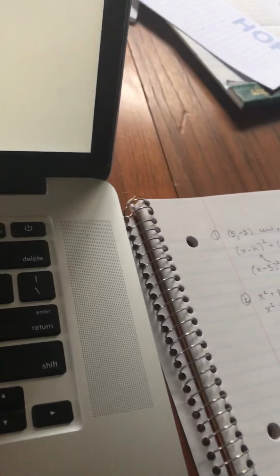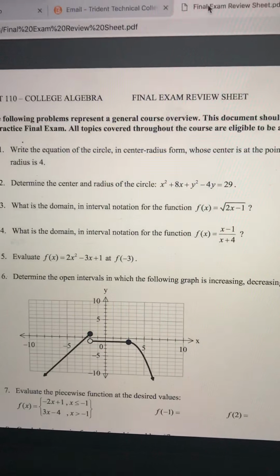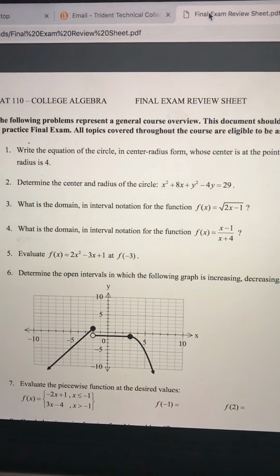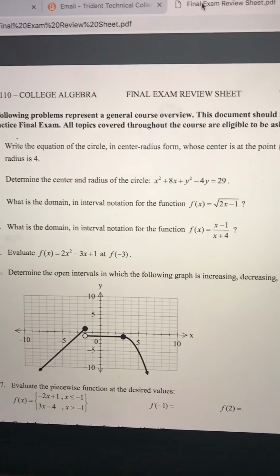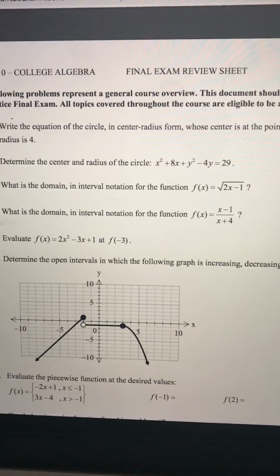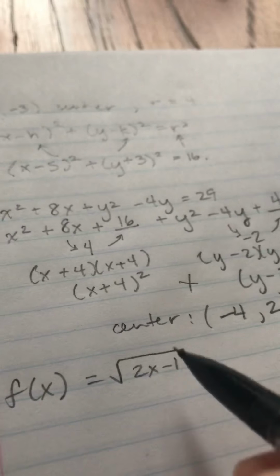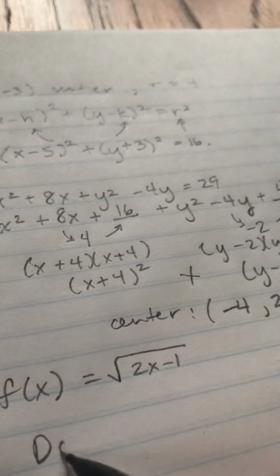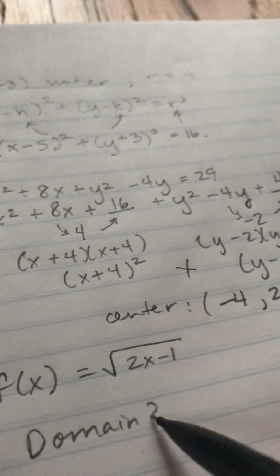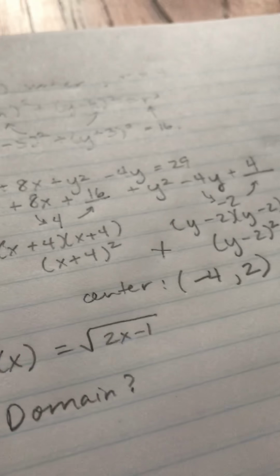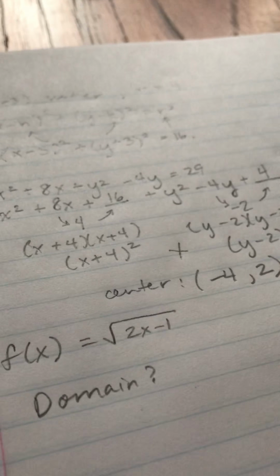Next question. Oh, I lost it. Hang on. There we go. What is the domain in interval notation for the function f of x equals square root of 2x minus 1. All right, so again, I'm writing it down. Here we have a square root. Domain is what can x be? So the best way to answer that question is to think about what can't x be.